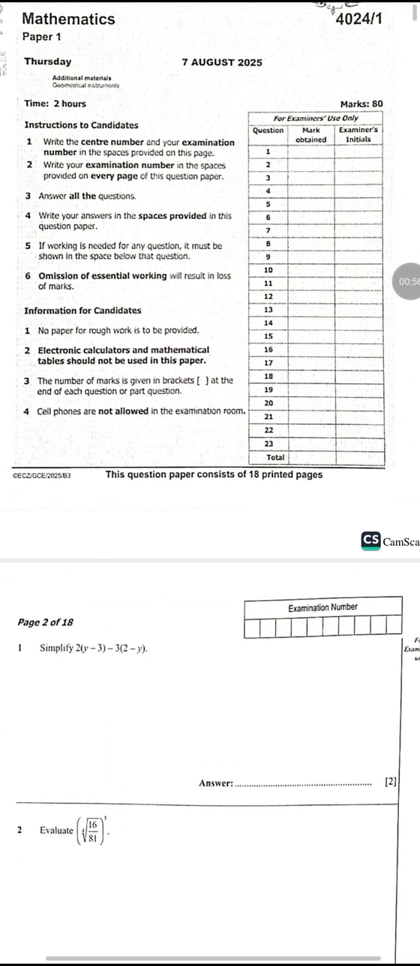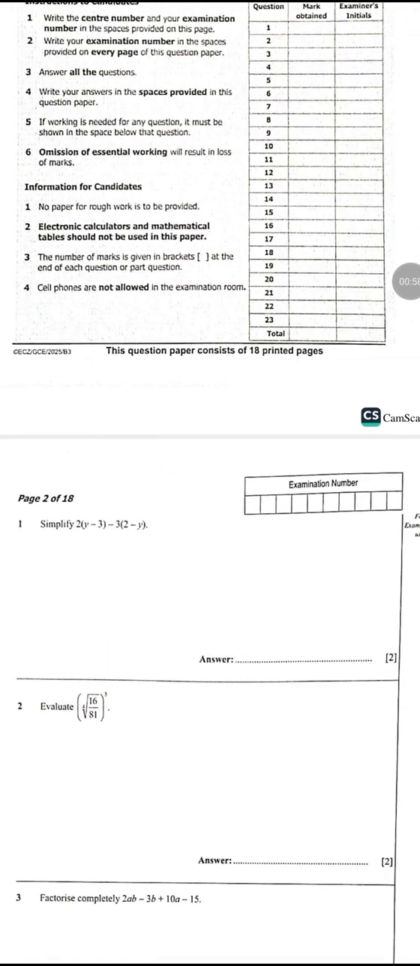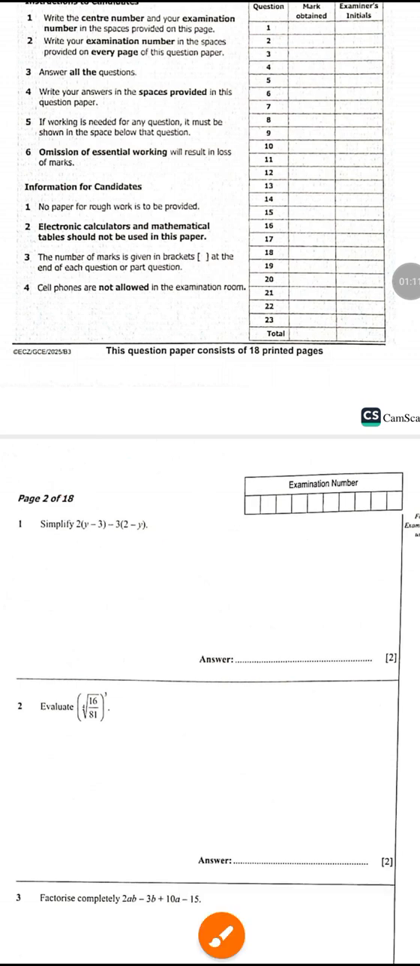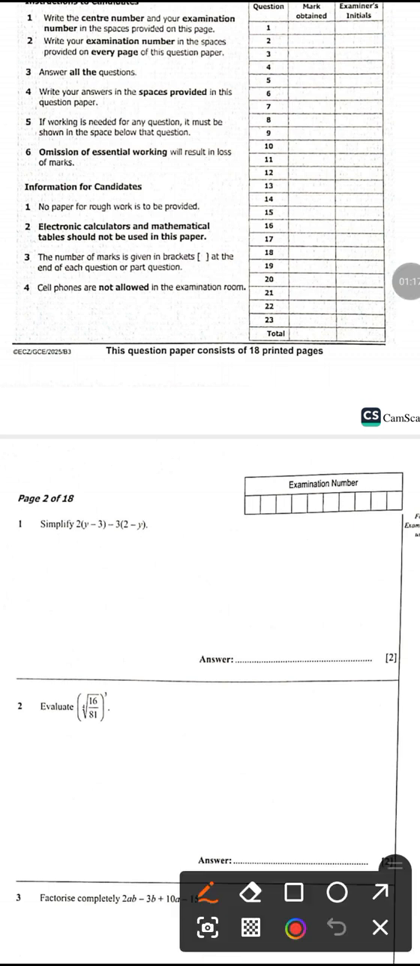All right, so as you can see, we are having this question as our first question, which of course was talking about simplification. By now you know that in each Mathematics Paper 1, there is always a question for simplifying a given equation, so to say. All right, and then talking of the second question, we are having this question.